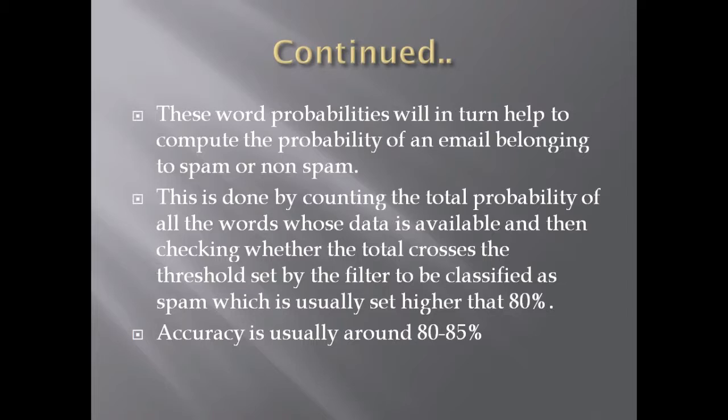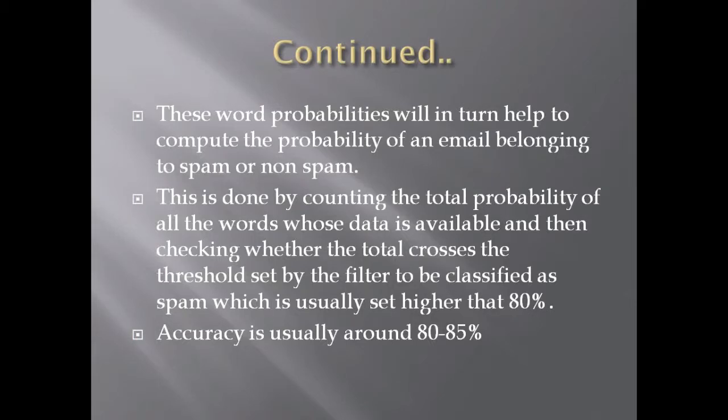If an email contains, say, 100 words, we'll count the total probability of all the words for which we have data available, and then check whether the total crosses the threshold we have set for the filter to classify it as spam, which is usually set higher than 80%. So if, for example, out of 100 words we get around 50 words which we know belong to spam, and those words have a very high probability of being in a spam email, and that crosses, for example, more than 80%, then we know that email is spam.